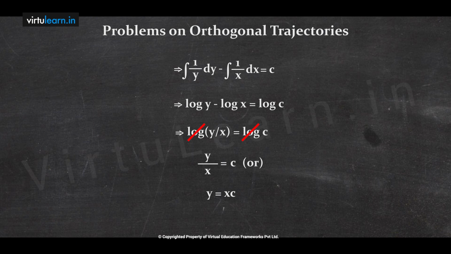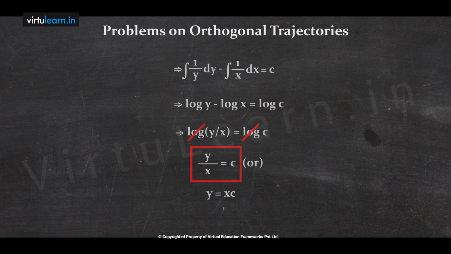Now we are calculating the orthogonal trajectory of the family of curves. The family of curves is x square plus y square equal to a square. This is the equation of the family of circles. What I got here is that this family of circles is perpendicular to y equal to x, which is a straight line. Both are perpendicular curves. Now y equal to xc is the curve which is perpendicular to the given family of curves x square plus y square equal to a square. Then this is the orthogonal trajectory of the given family of curves.